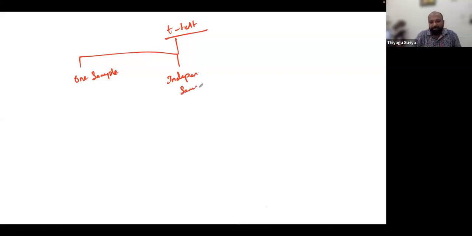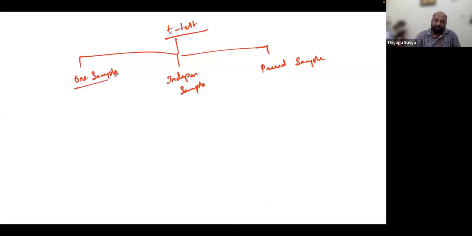Okay. So the t-test, the context: there are three t-tests, as I already mentioned. One is the one sample t-test. Second is the independent sample t-test, and the third one is the PairedSampleTTest. Generally people use these names. And just to explain the context of when we can use these.